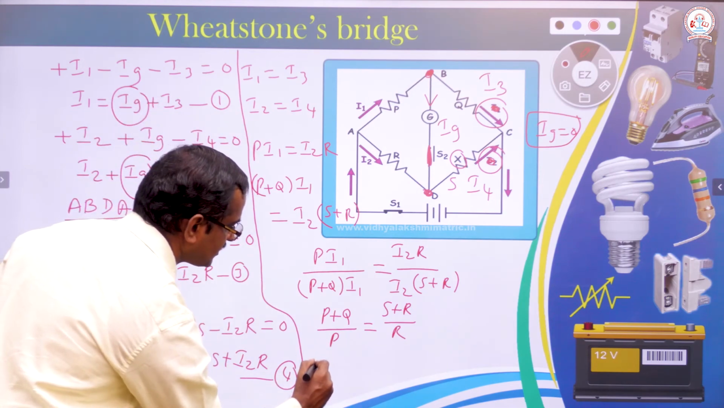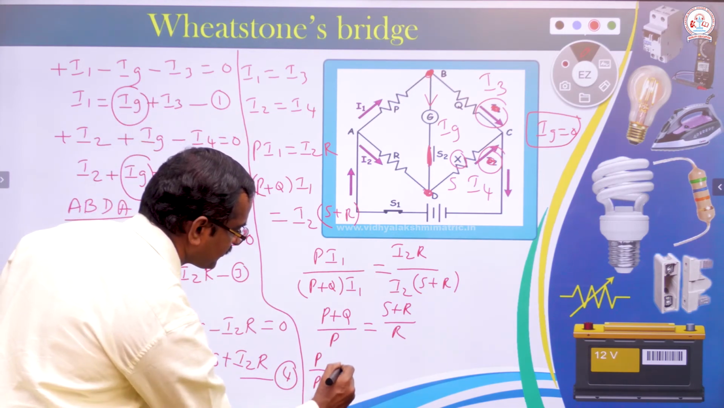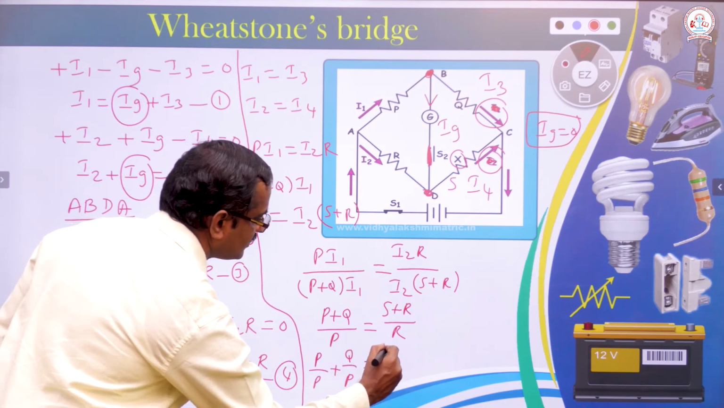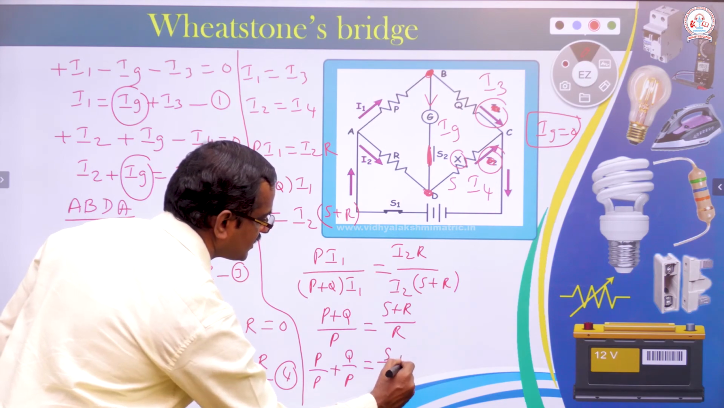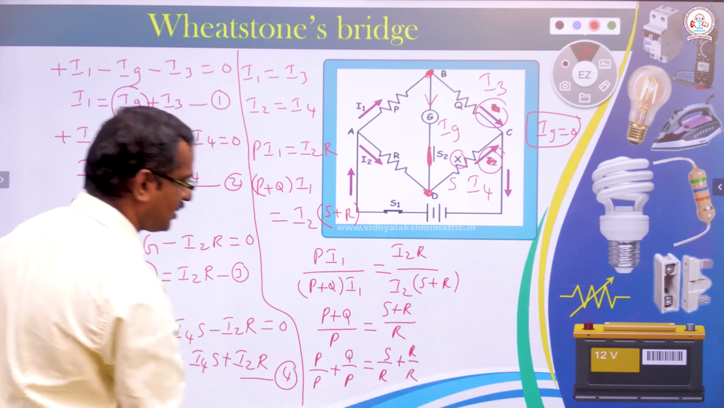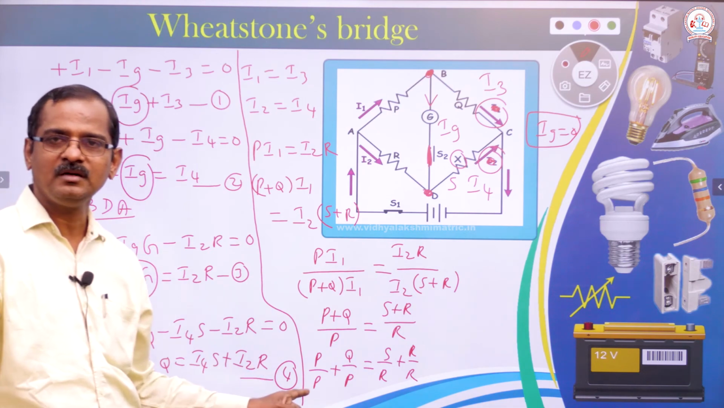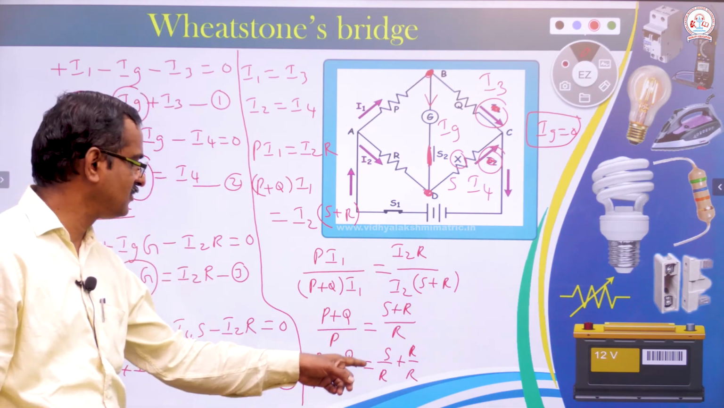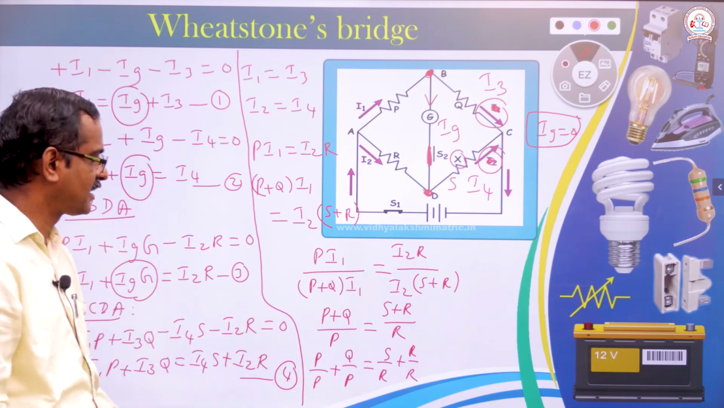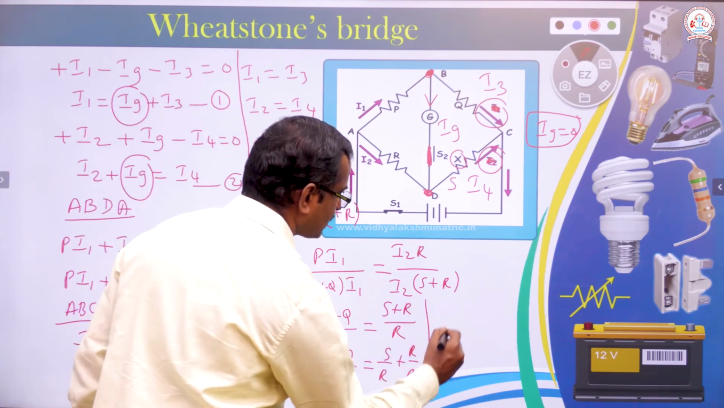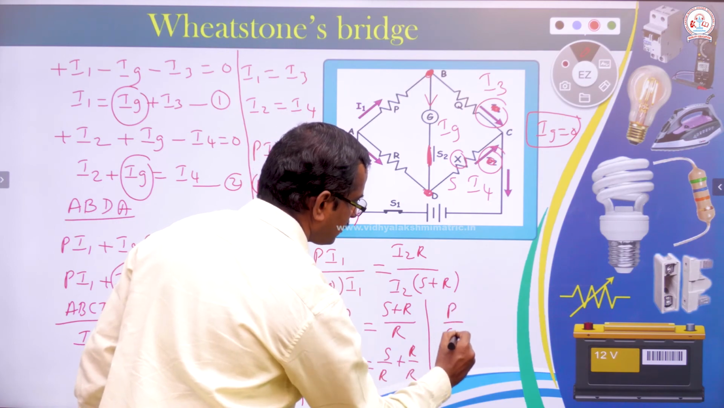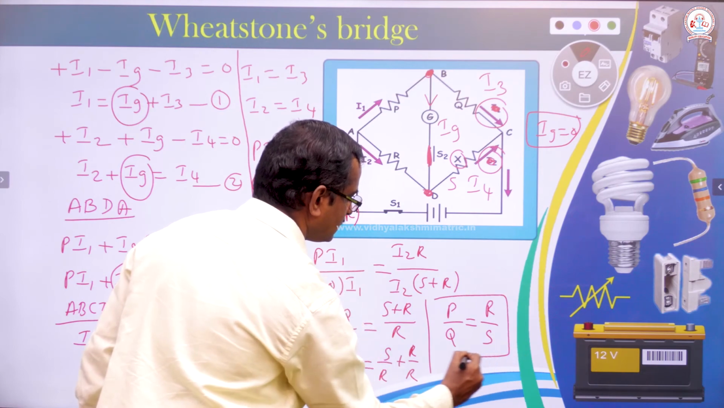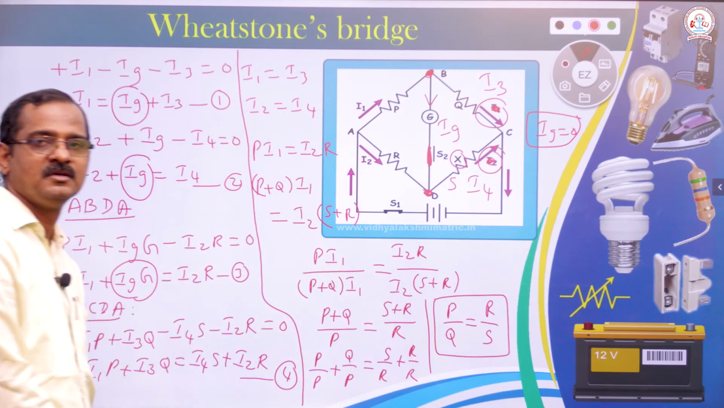Then this can be written as P divided by P plus Q divided by P, that is equal to S divided by R plus R divided by R. P divided by P gets cancelled, R divided by R gets cancelled. Then we have Q by P is equal to S by R. That can be written again as P by Q equal to R by S. This is the required equation for the Wheatstone bridge.